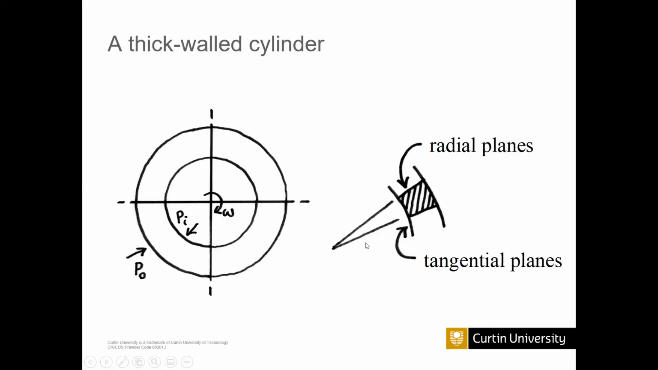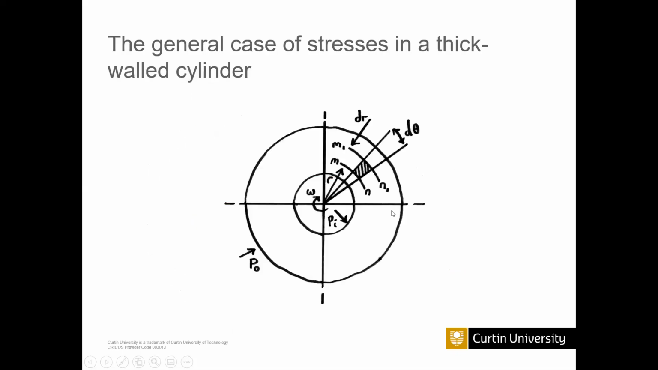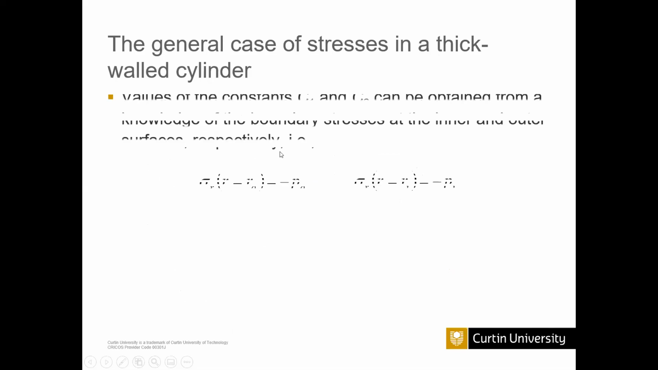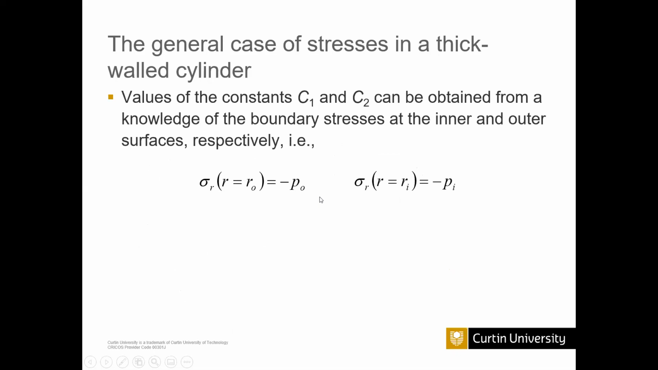Okay, so this thing I already explained. This is tangential, radial. This is a small segment considered. This is the equation with the C1 and C2. So now we are going to find out the C1 and C2 with the boundary condition. These are the boundary conditions.